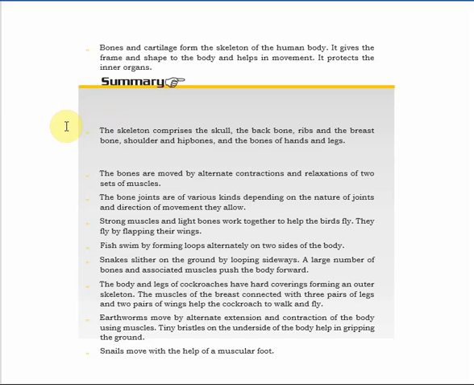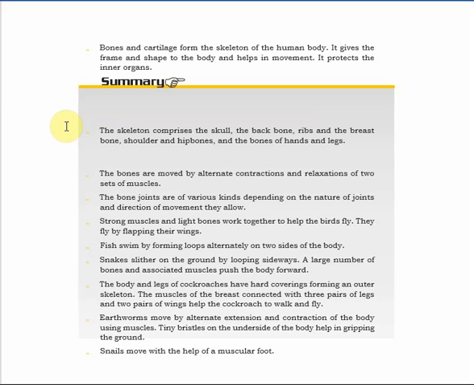Now, the bones are moved by alternate contractions and relaxations of two sets of muscles. This also I had explained. One muscle will be contracting, while the other muscle will be relaxing. So movement takes place, and with alternate contraction and relaxation of these two muscles, the body movements can happen properly. The bone joints are of various kinds depending on the nature of joints and the direction of movement they allow. This also I had explained.